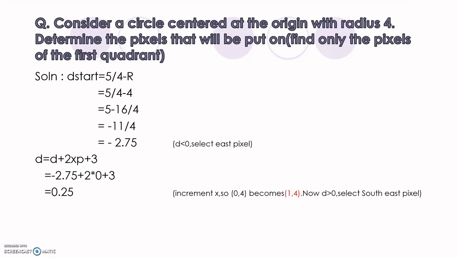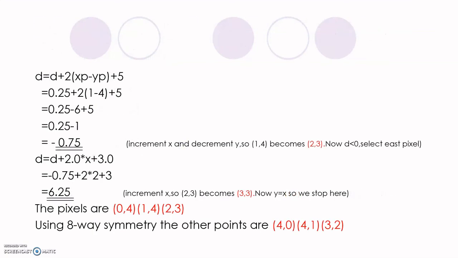Now d is greater than 0, 0.25 is greater than 0, right? So select the southeast pixel, for which I have to add d is equal to d plus 2 into xp minus yp plus 5, for which I got minus 0.75 as the value. So now I have to increment x and decrement y. So (1, 4) becomes (2, 3).